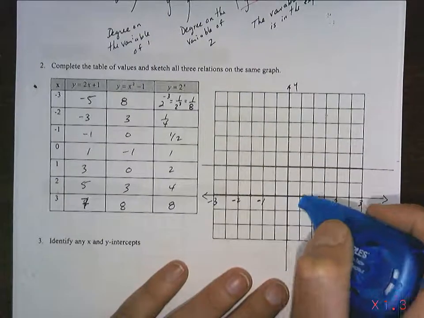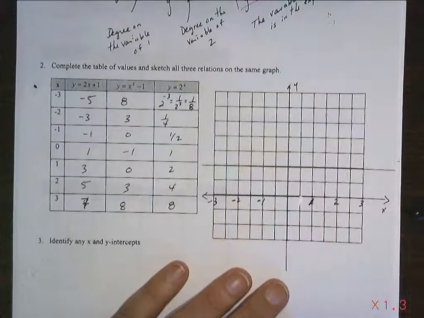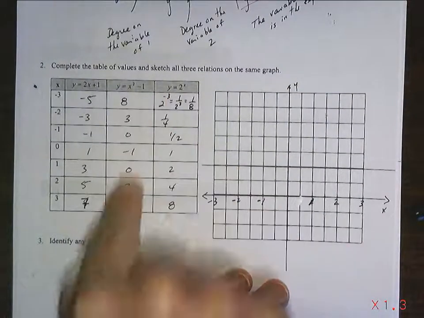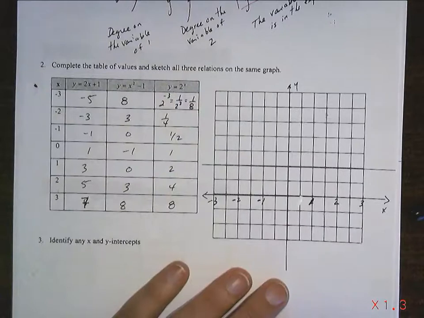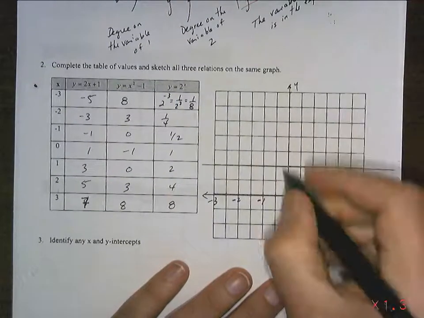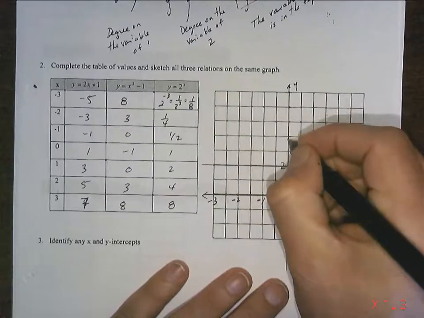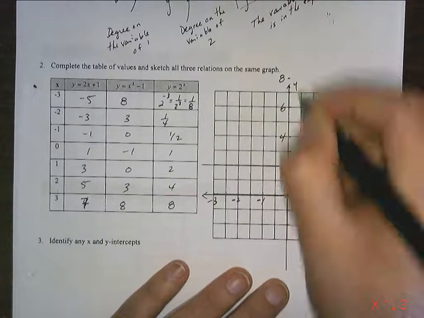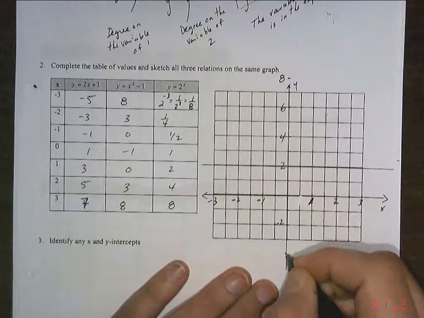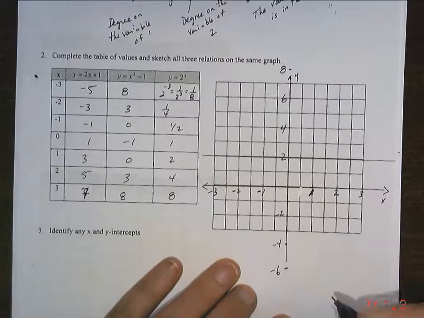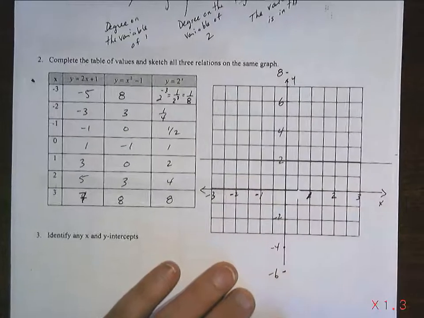And the Y values. My highest Y value is 8. My lowest is -5. So 1, 2, 3, 4, 5, 6, 7. Yeah, why not? So 2, 4, 6, 8 will be about here. And this will be -2, -4, -6 about down there. Okay, so let's start graphing them.